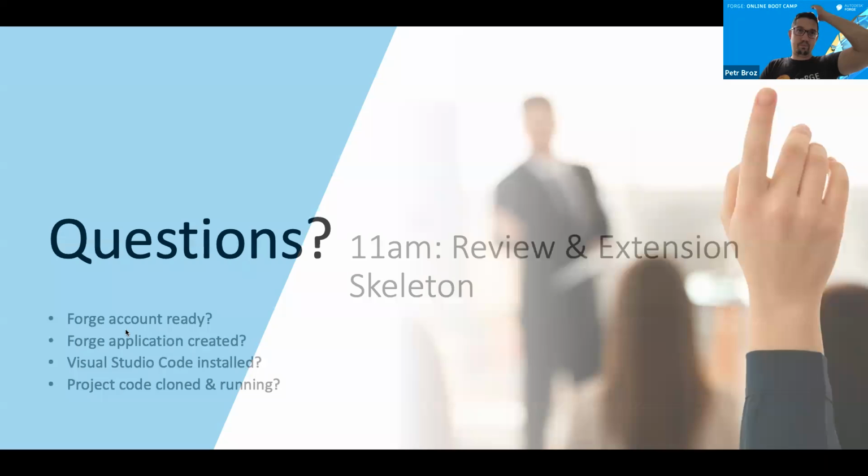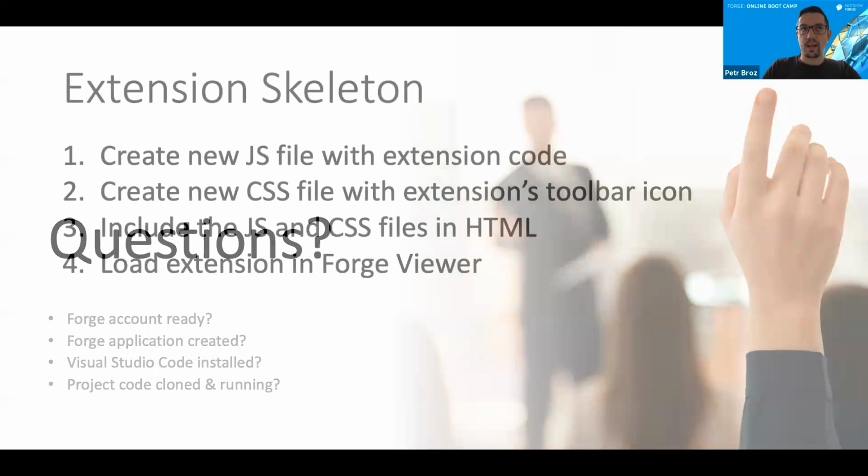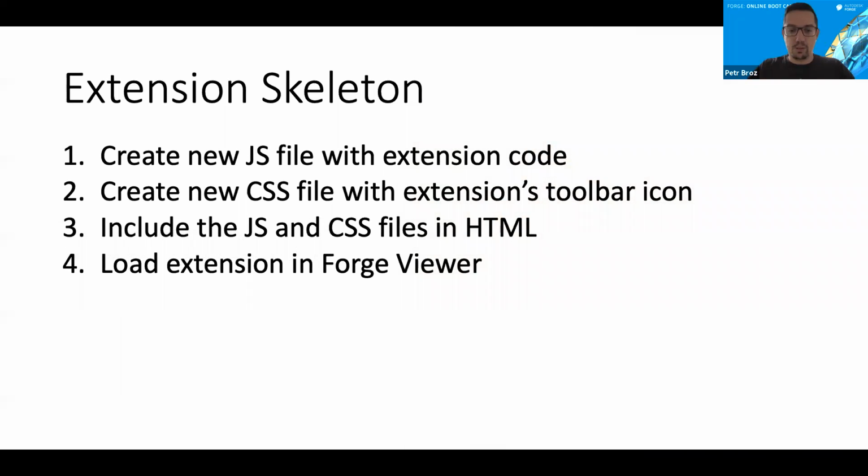By now, again, you should have a Forge account and subscription ready. You should have a Forge application with client ID and client secret. And for those of you following exactly my steps, Visual Studio Code installed and your project cloned or copied from GitHub, configured and up and running. All right, step 2, we're going to start adding a viewer extension, implementing our first viewer extension.